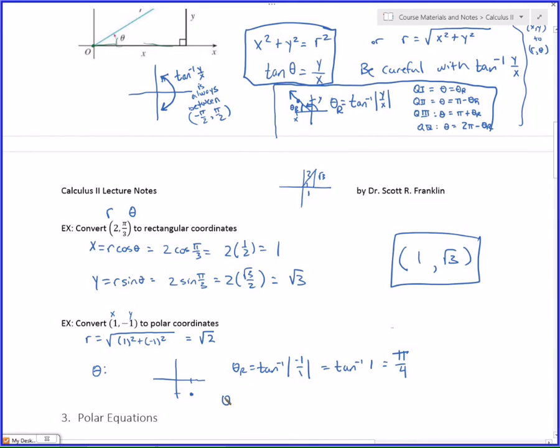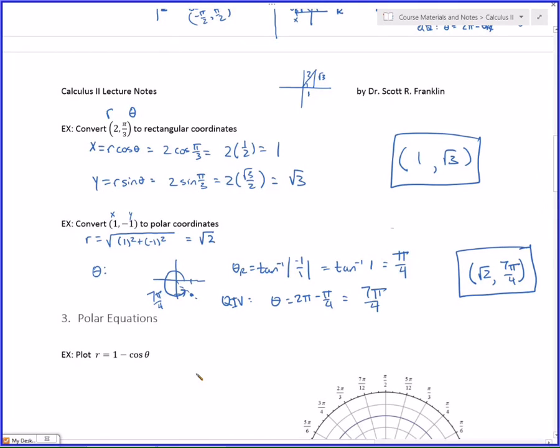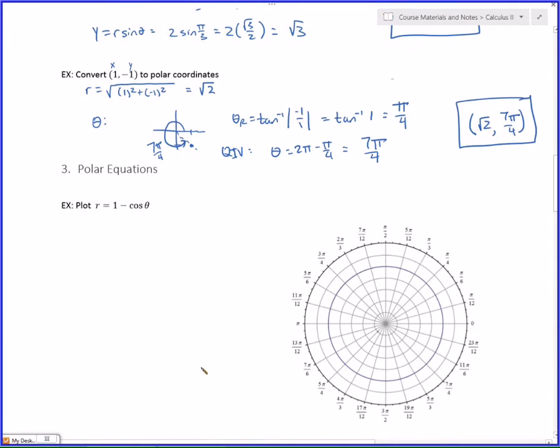So since we're in quadrant 4, I would say theta is 2 pi minus pi over 4, or 7 pi over 4. So square root of 2, 7 pi over 4. Okay?